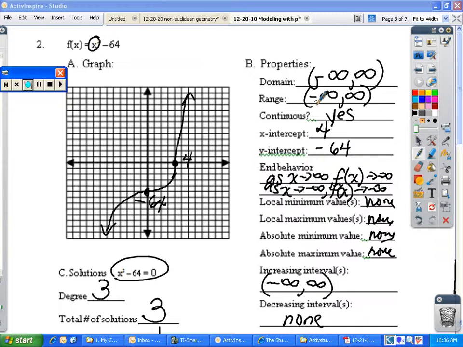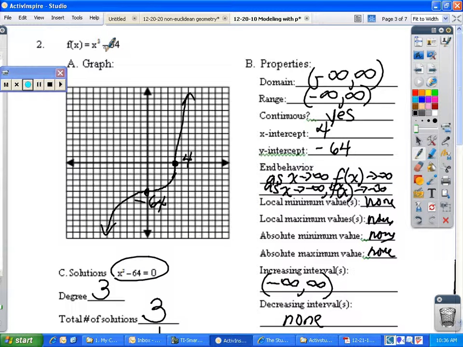Page 2 of your review sheet for your polynomials test. In this function, if you notice that this function is a difference of cubics, you have an x cubed and a 64, both of which are perfect cubes.